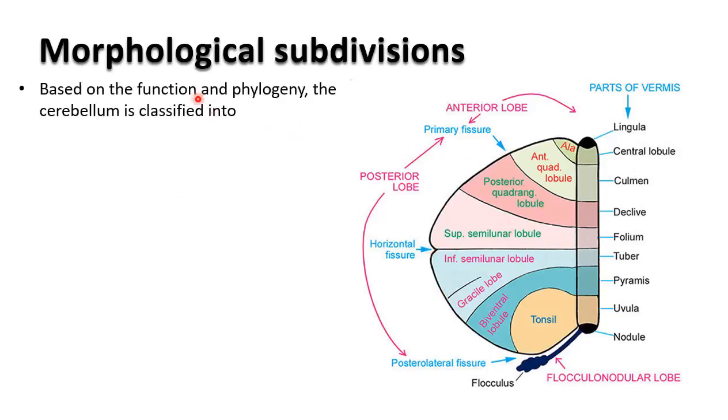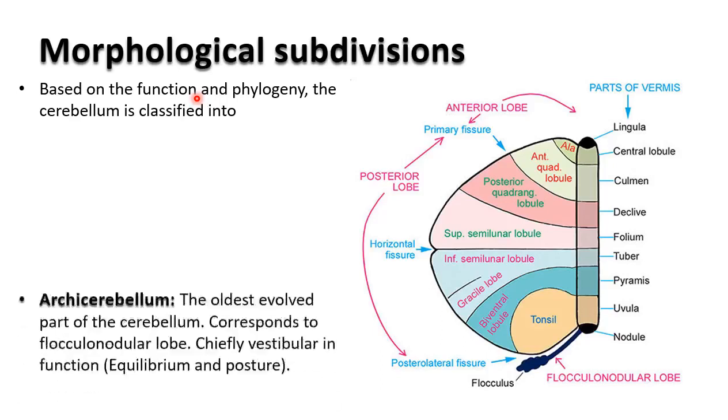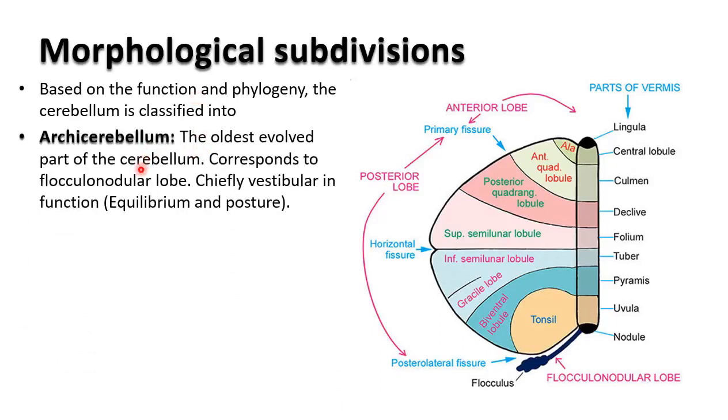Based on function and phylogeny, the cerebellum is subdivided into three. The oldest part, the first evolved part of the cerebellum, is your archicerebellum. The flocculonodular lobe is a part of the archi or primitive cerebellum, mainly concerned with vestibular function, equilibrium and posture. So this archicerebellum can also be called the vestibular cerebellum.